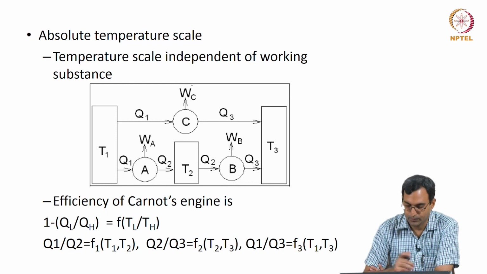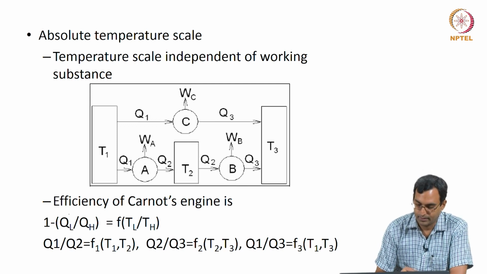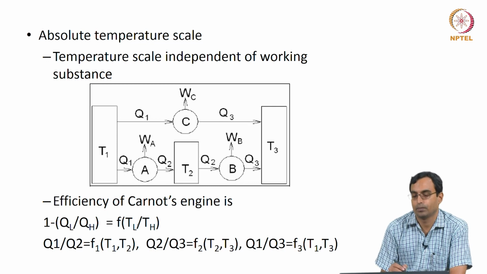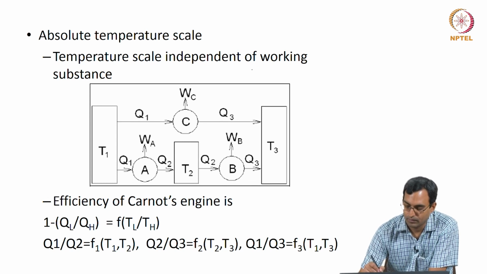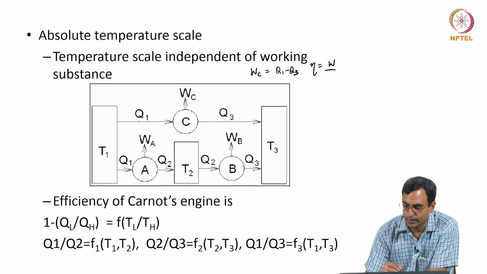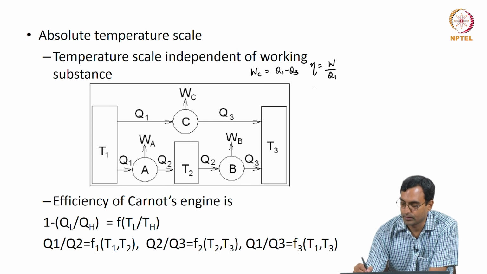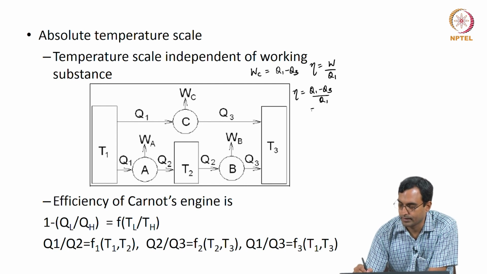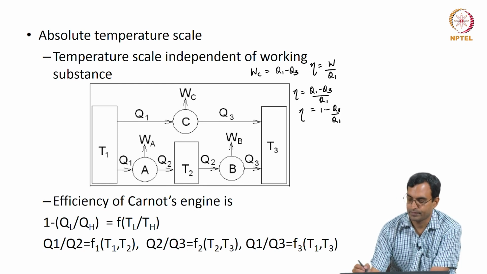So, the efficiency of this Carnot engine would be 1 minus whatever is the heat rejected divided by the heat which we give in. So, we saw this earlier. We saw that from the first law, Wc is essentially Q1 minus Q3, efficiency is W by Q1, W by whatever heat you add, and W is Q1 minus Q3. So, we have efficiency as this. So, we said this is essentially 1 minus Q3 by Q1, that is efficiency.